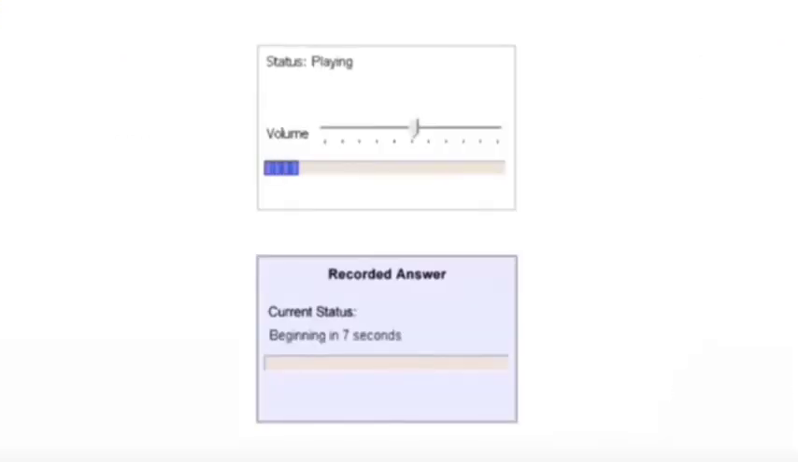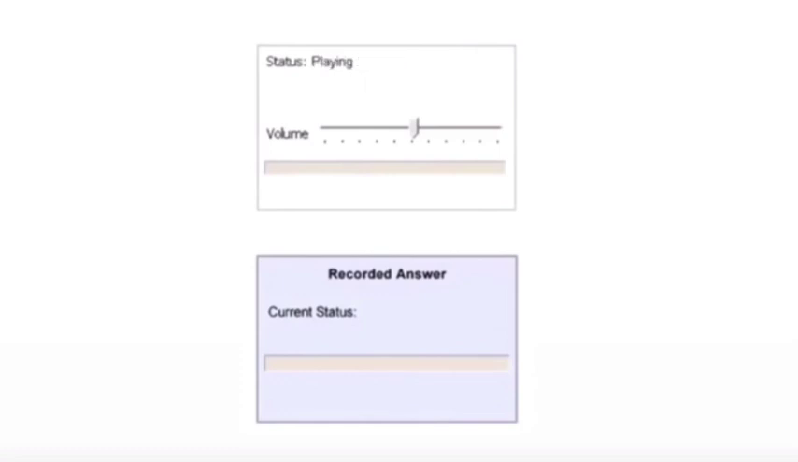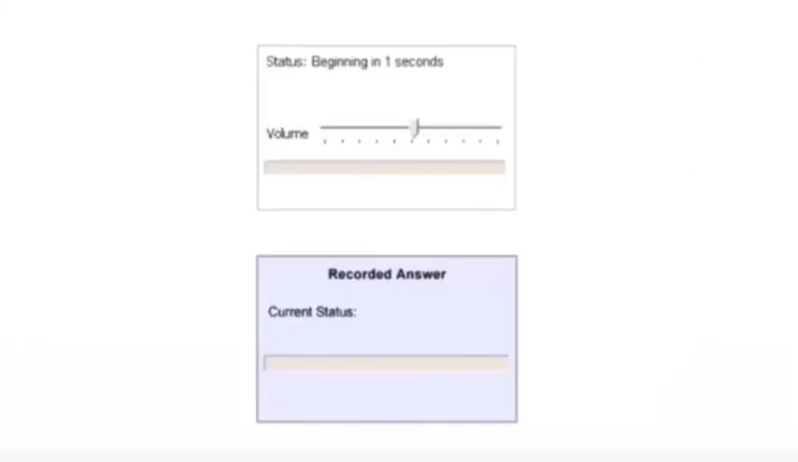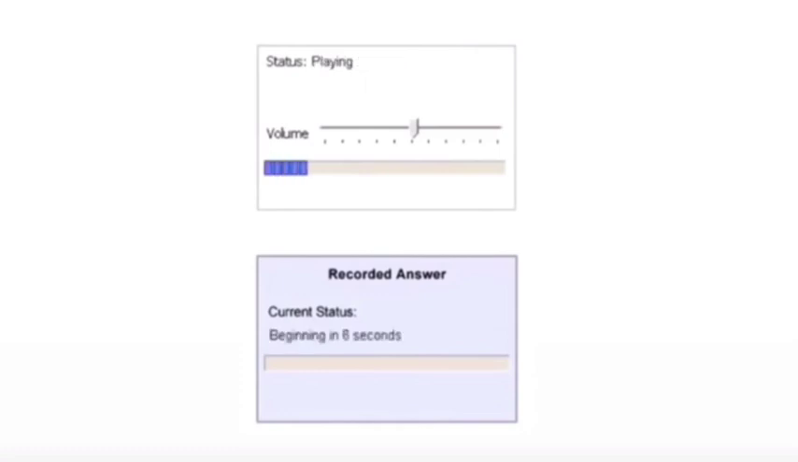Which one is easier to recycle, plastic or paper? Plastic, paper. What natural resource is used by a carpenter? Wood. What material is used both on window and light bulb? Glass. What electronic device wakes you up in the morning? Alarm clock.